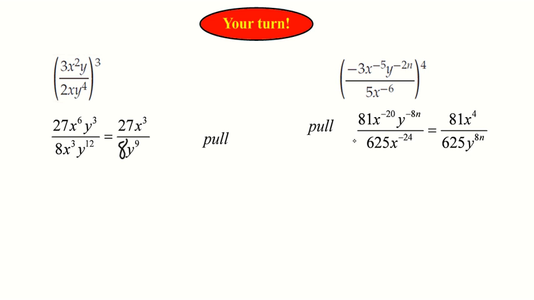Negative 3 to the fourth power gives us 81. X to the minus 5 raised to the fourth is x to the minus 20. And then we get y to the minus 8n. In the denominator, 5 to the fourth power is 625. And x to the minus 6 raised to the fourth is x to the minus 24. And then we need to simplify. So we have a negative 20 minus a minus 24 up here. Makes it a negative 20 plus 24, which is where we get x to the fourth. Down here in the bottom, we have y to the minus 8n goes to the denominator and becomes y to the positive 8n.